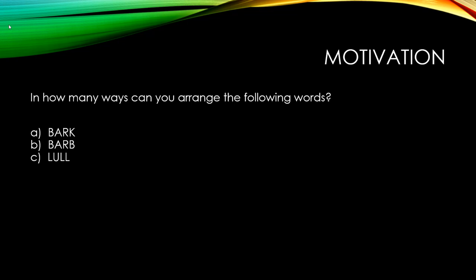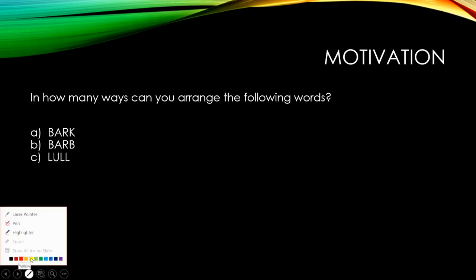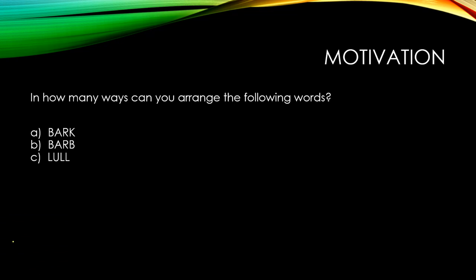At this point, you guys should be able to figure out how many ways you can arrange the word bark because there are 4 distinct letters. But how would your answer change if 2 of the letters repeated, like in barb, or 3, like in the word lull? So if you want to pause the video lesson here and actually try working those out on your own, that'd be great. And you can unpause when you're ready.